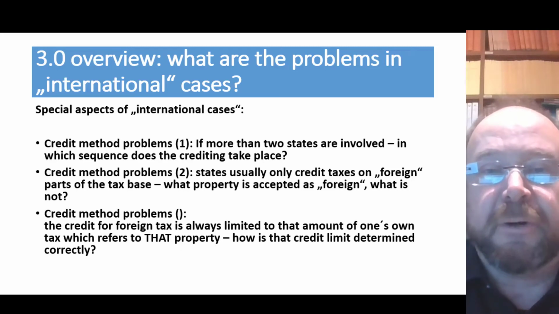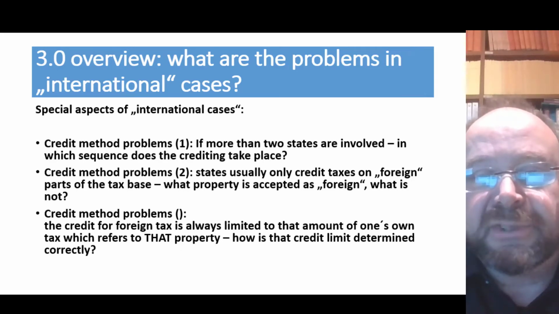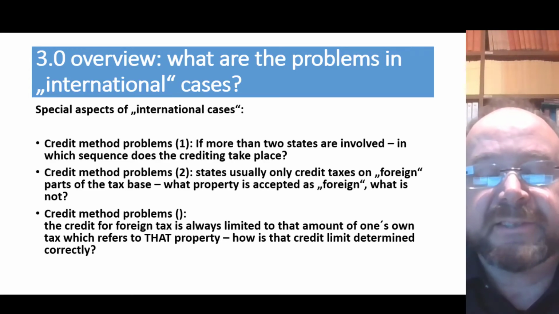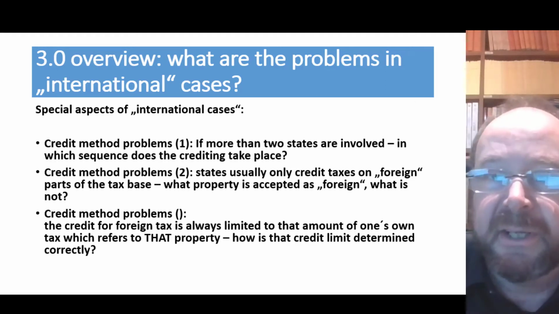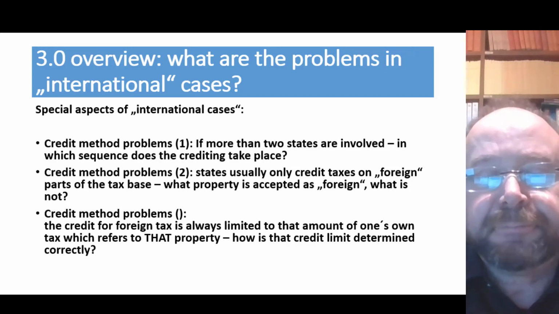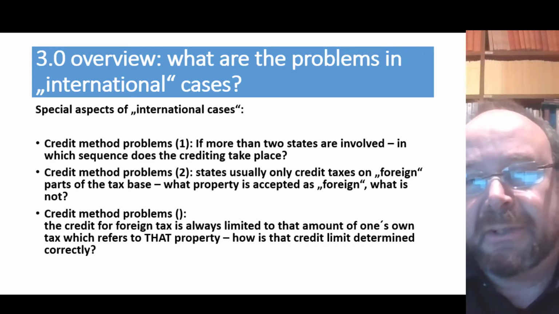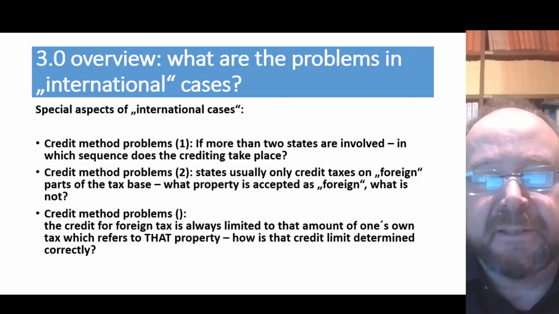Then another question: usually the credit method requires that a tax credit is given for foreign taxes on foreign property. No state really gives a credit for foreign taxes on its own inland property. So the important thing is now what property is regarded as foreign and which one is regarded as inland property, so that you do not get a credit under normal circumstances.